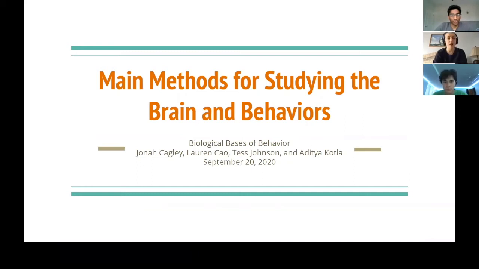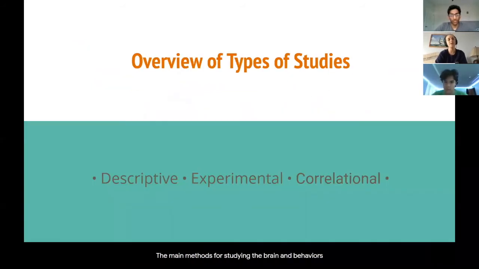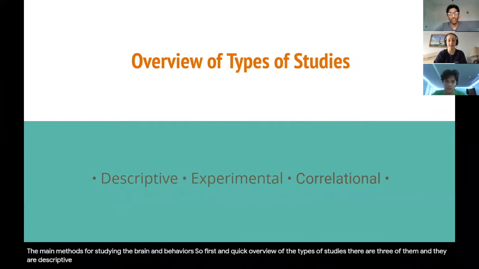So today we're going to be talking about some of the main methods for studying the brain and behaviors. So first, a quick overview of the types of studies. There are 3 of them, and they're descriptive, experimental, and correlational.